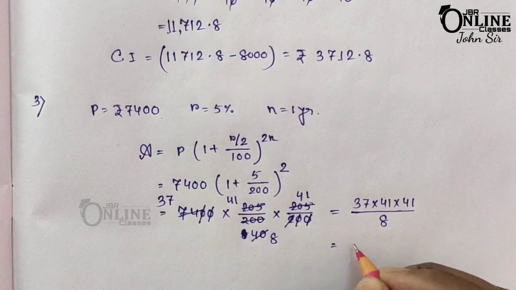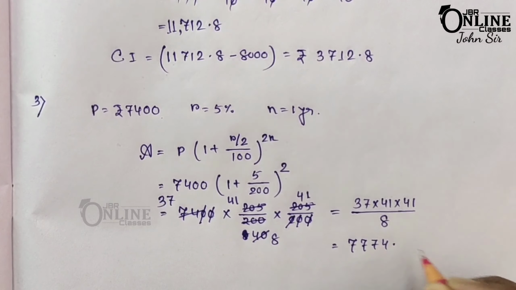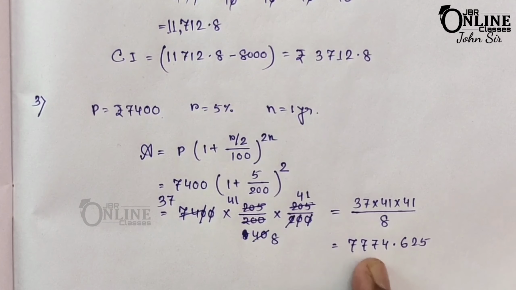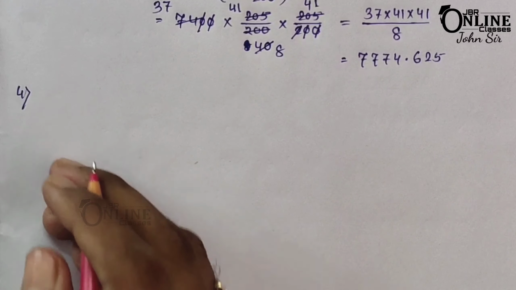Okay, and here the final answer is 7774.625. 7774.625 is your answer. Now sum number 4.